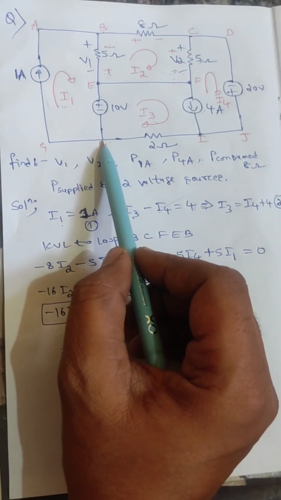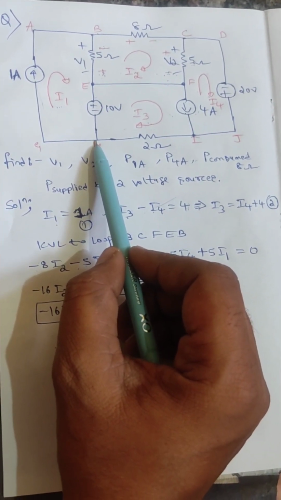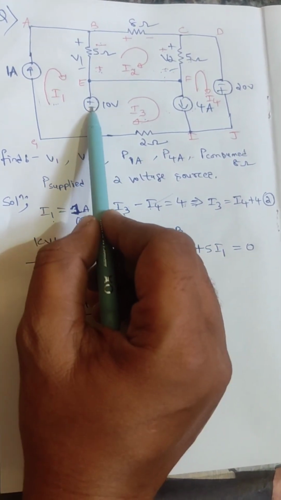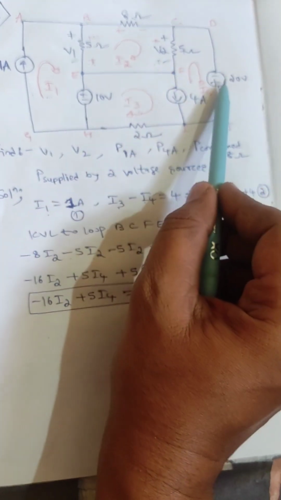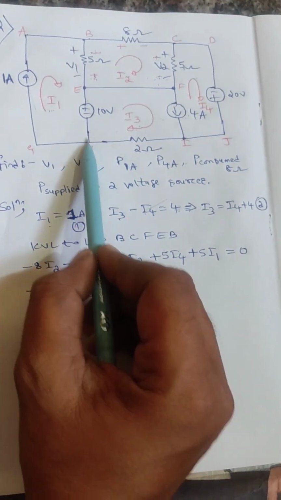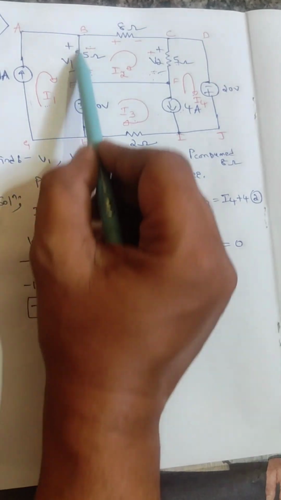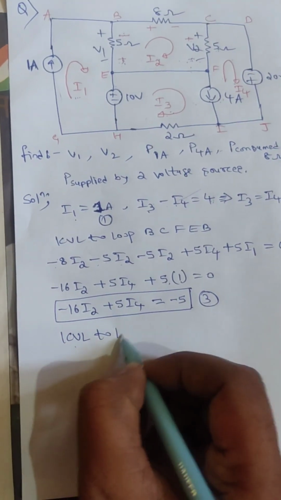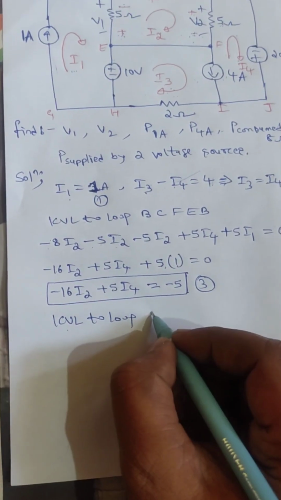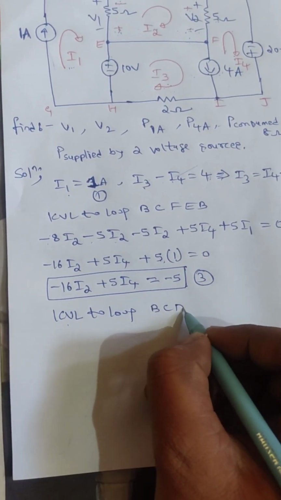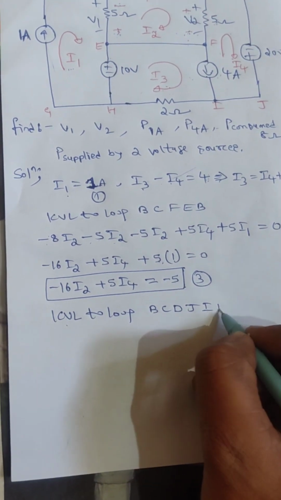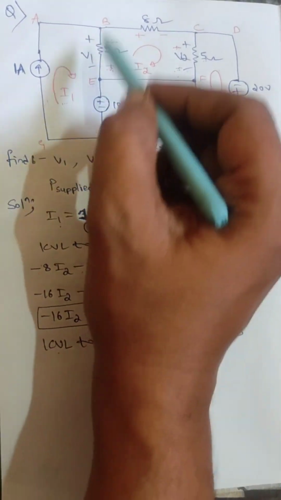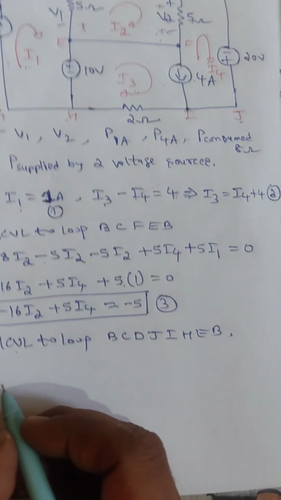Then identify the circuit. Another possible KVL loop: that loop does not contain a current source. So what is the possibility? The voltage source is there, resistor, 20 ohm and then 2 ohm. See this outer loop. This loop I am considering now for applying KVL. So what can we write for that loop? B, C, D, J, I, H, E, B. For that loop I am applying KVL.